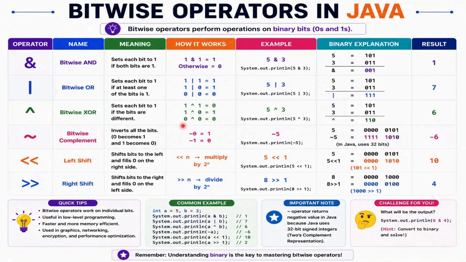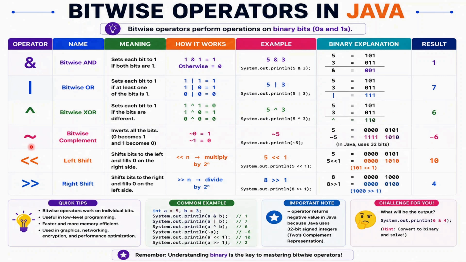Now next is the bitwise XOR operator. How does it work? When the bits are the same, it is 0, otherwise 1. You can see here 0 XOR 0, both are same, so 0. 1 XOR 1, both are same, so 0. 1 XOR 0, it is not same, so the result is 1. So when we do 5 XOR 3, 5 is converted into binary 101, 3 is converted into binary 011. When both are the same, like the 1 1 here, it will be 0, otherwise 1. So finally 1 1 0, and the result is 6.